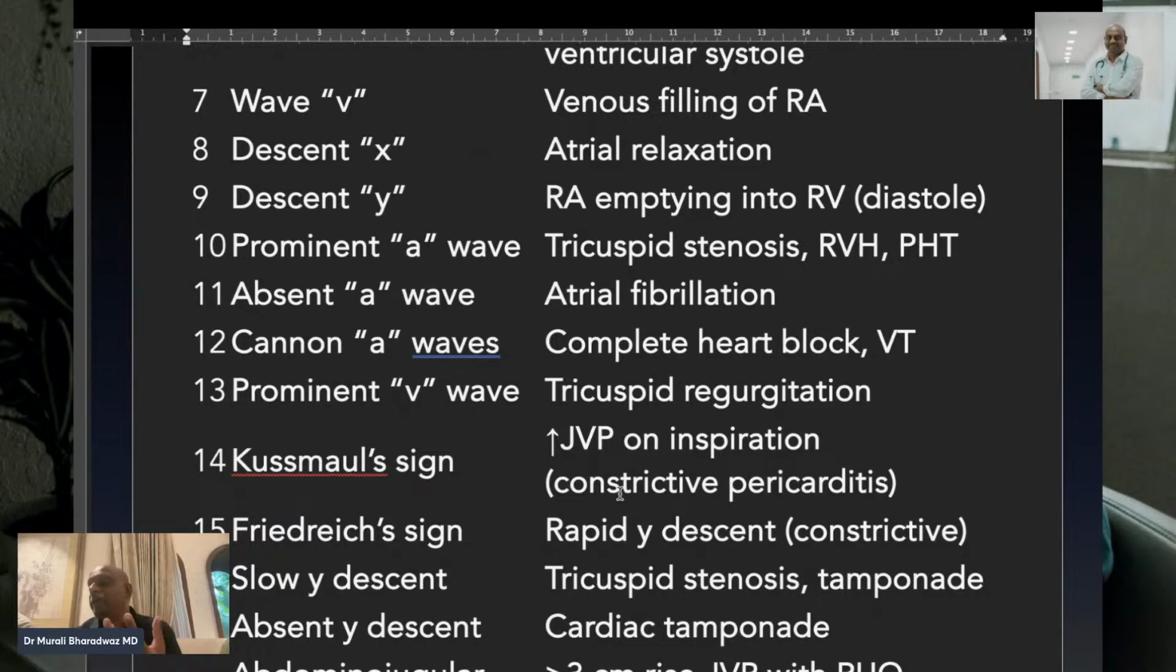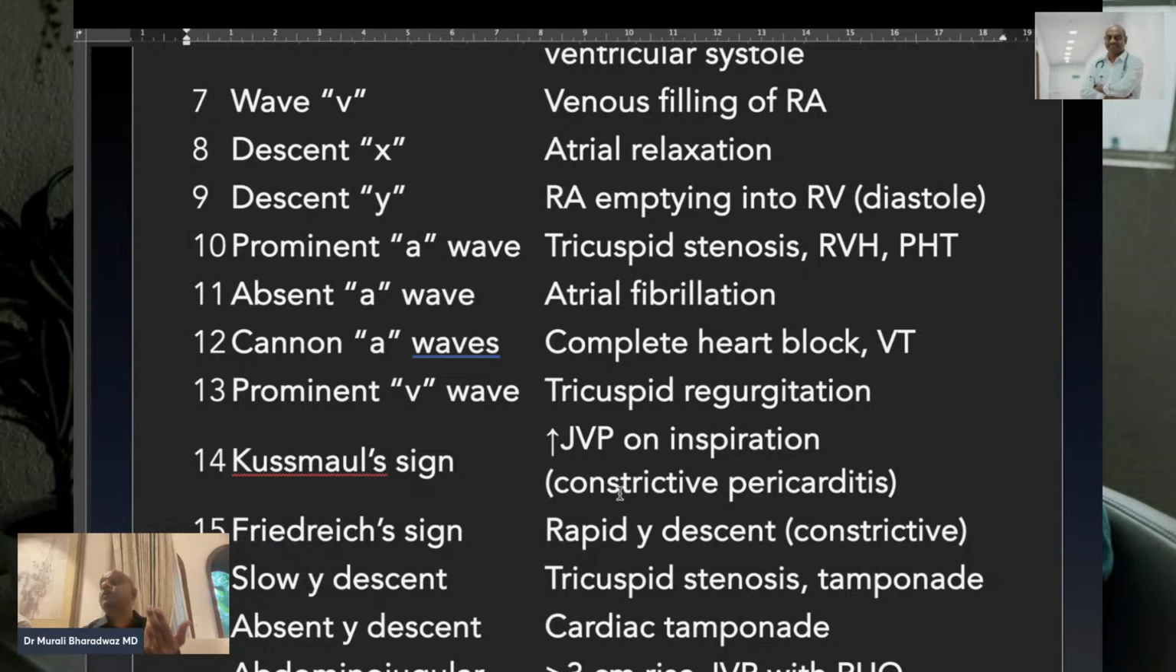So what leads to a prominent A wave? Whenever the atrium has to contract against increased pressure, such as a stenotic tricuspid valve, or whenever the atrium is contracting and pushing blood into a stiff right ventricle. Any right ventricular hypertrophy or pulmonary hypertension can lead to a prominent A wave. Atrial fibrillation leads to an absent A wave. And if there is any complete heart block, then the atria are hitting against a closed valve, which leads to cannon A waves.